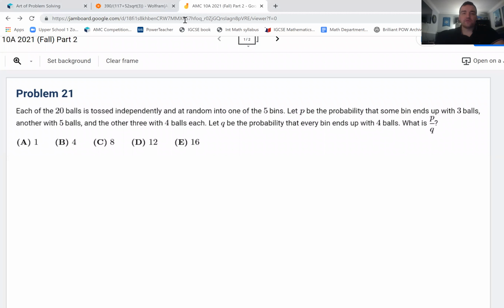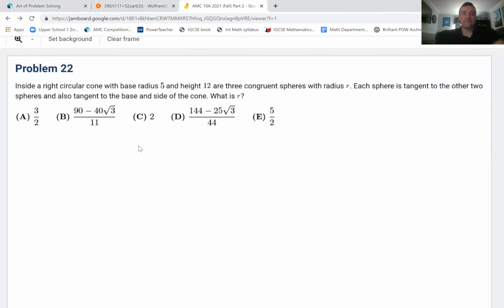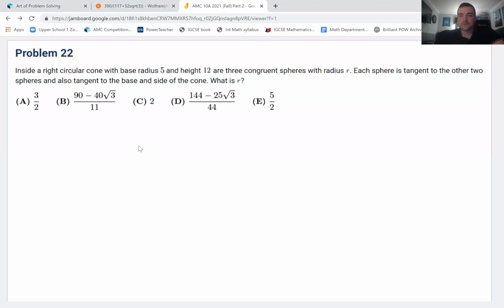All right, let's look at 22. 22 is going to be very hard for me to explain. Anything with 3D geometry is super hard to explain. Hopefully I'm going to really try my best with this.